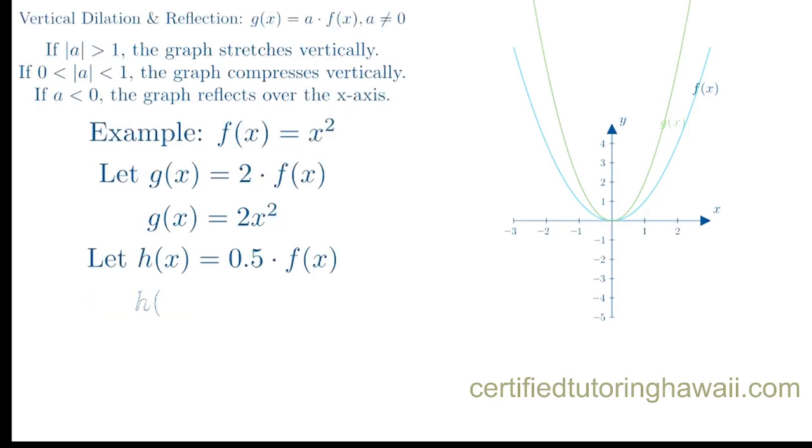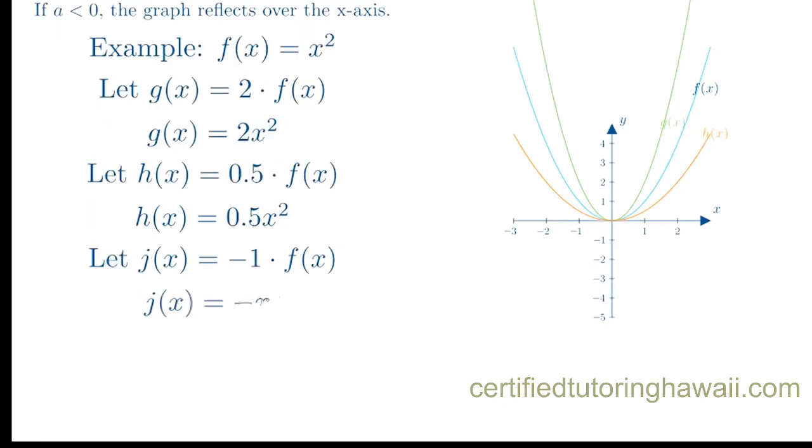Now let's look at h of x equals 1/2 f of x, or 1/2 x squared. Here, a equals 1/2, which is between 0 and 1. This will compress the graph vertically, making it look wider. The y values are now half as large, so the parabola opens up more gradually. It's like pressing down on the top of the graph.